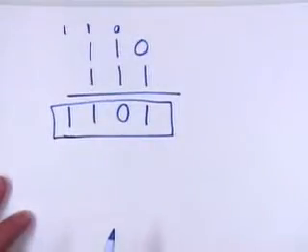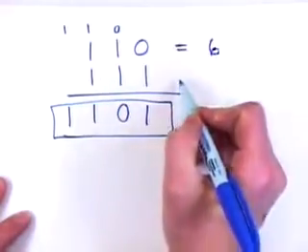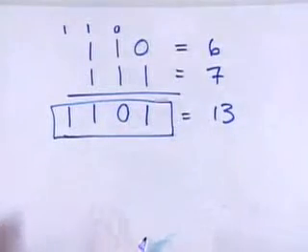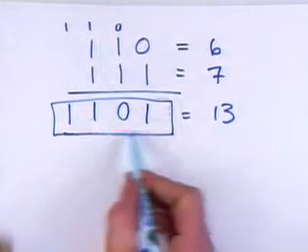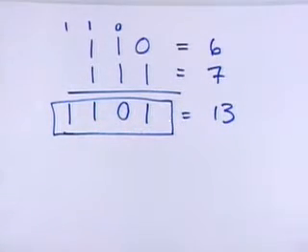The other way you could figure it out yourself is to write this one in decimal, which is 6, and this is 7, and this should come out to be 13, and that's how you can check your answer. And we actually did do this, and amazingly enough, that was by accident, I came out with 13.